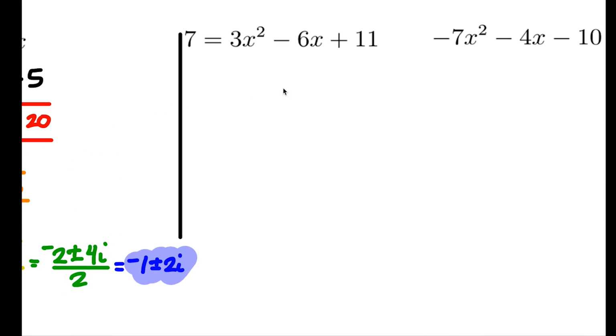All right, the next one is not in standard form, so we're going to have to simplify it real quick. I'm just going to subtract 7 from both sides, so it'll be 0 is equal to 3x squared minus 6x plus 4. Now that it's in standard form, I can use the quadratic formula.